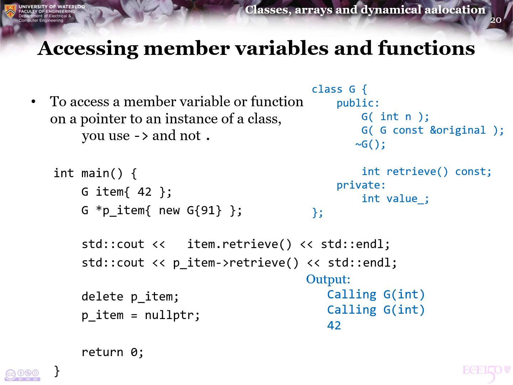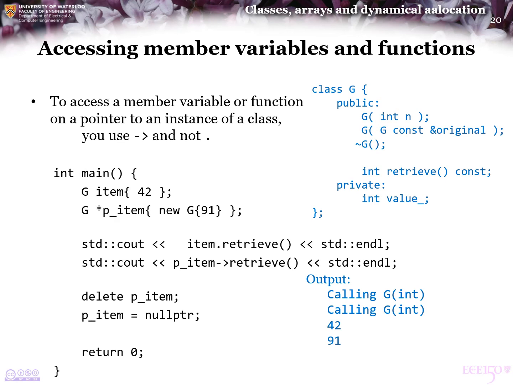However, p_item is an address. So an address does not have member variables or member functions. An address is just a number. It's an integer, an 8-byte integer, at least on a 64-bit system. So to tell the compiler to call that member function on the object at that address, we use the arrow operator. So that consequently will print 91.